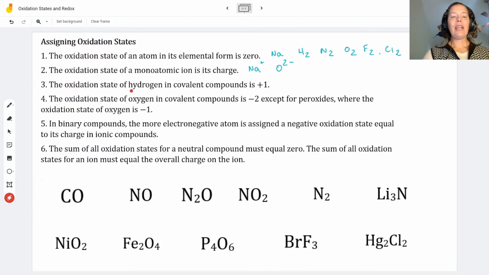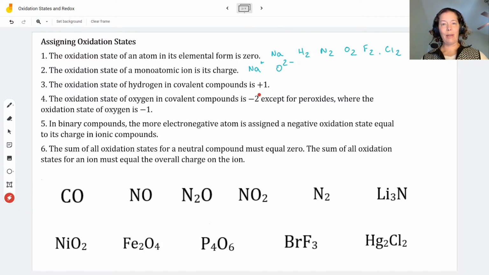All right, rule number 3. The oxidation state of hydrogen in covalent compounds is +1, although just as an aside, you see this in ionic compounds mostly too, but then it's a monoatomic ion. So as we do our covalent compounds and we're trying to figure out oxidation states, we're going to assign hydrogen an oxidation state of +1. This really ties into rule number 4. So for oxygen, again, in covalent compounds, we're going to give it an oxidation state of -2.